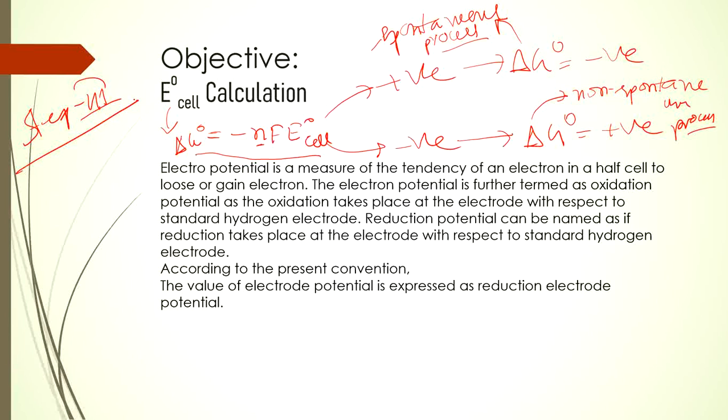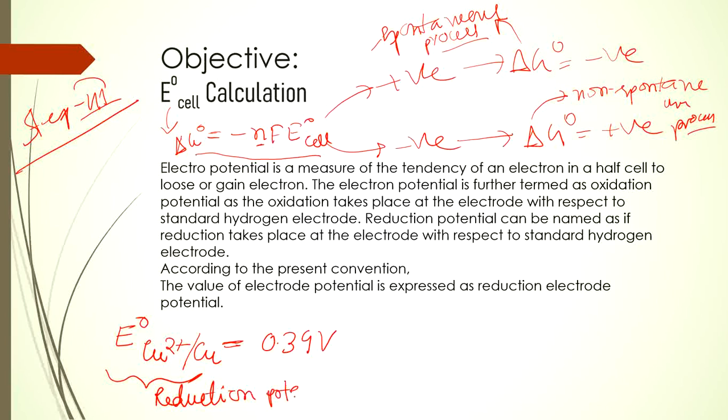And finally I want to say that the E0 value, or the standard potential, can be represented in two ways. For example, you can represent a system like this: Cu2+ by Cu, with a value of 0.34 volt. So this is the reduction potential. Why is it named the reduction potential? See, the E0 value is Cu2+ by Cu, right? So Cu2+ is being converted to Cu, so it is reduced, and therefore it is named the reduction potential.